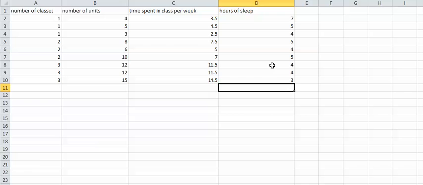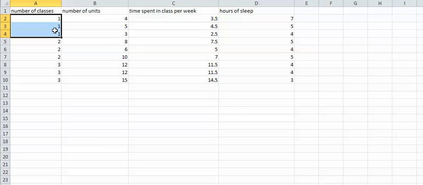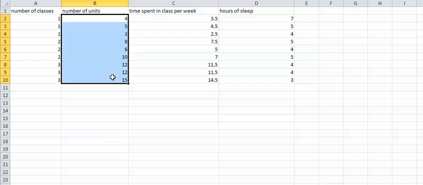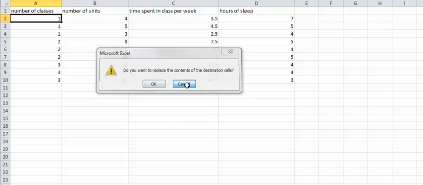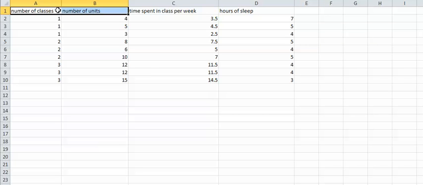Now if this ends up being our data set, what we're seeing here is that overall, as the number of classes goes up, the number of units goes up along with it, because the people who are taking more classes are obviously taking more units. So these two variables are positively correlated. There's a positive correlation between number of classes and number of units.